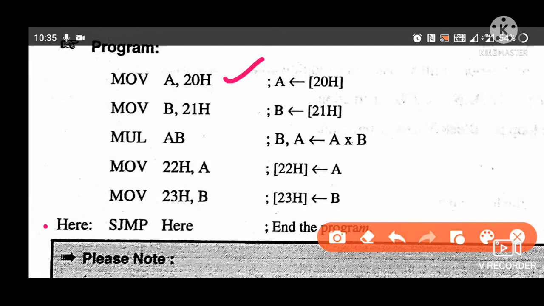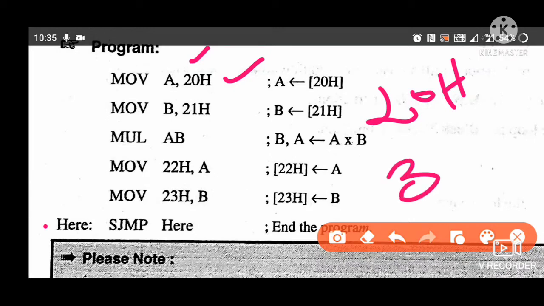Okay, first of all, MOV A, 20h. Here we are going to transfer the data from memory location 20h to A. Within the 20h memory location itself we have the data. It may be 30 or it may be 41h, like that. Inside these memory locations, 8-bit data is available. 20h is a memory location, it is not data. First of all you should know about that.